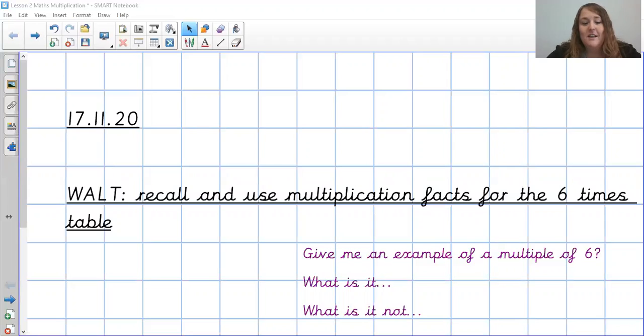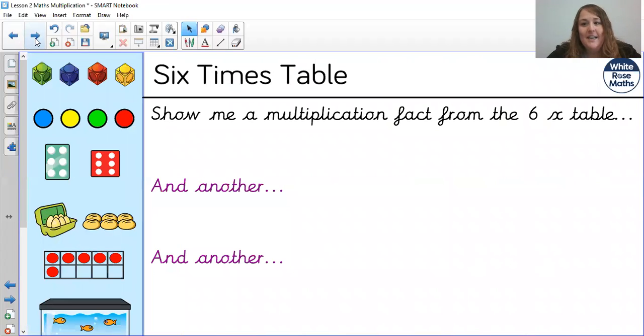So we have just started our 6 times table for our multiplication unit, and our WOLT today is to recall and use multiplication facts for the 6 times table. Stowe class, I know you've already done one lesson on this after building our 6 times table, so you should be experts on it. Fairford, this is our first after we've built it. So on to our next screen, I'd like you to show me a multiplication fact from the 6 times table.